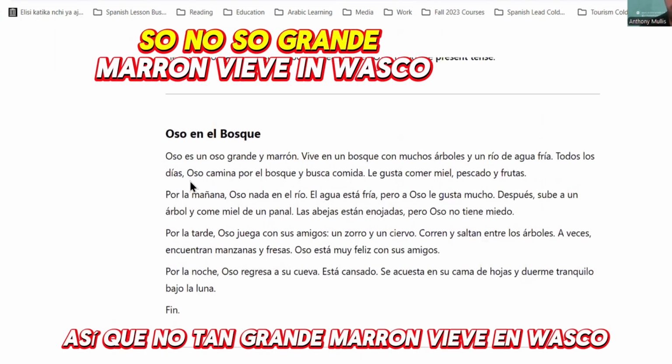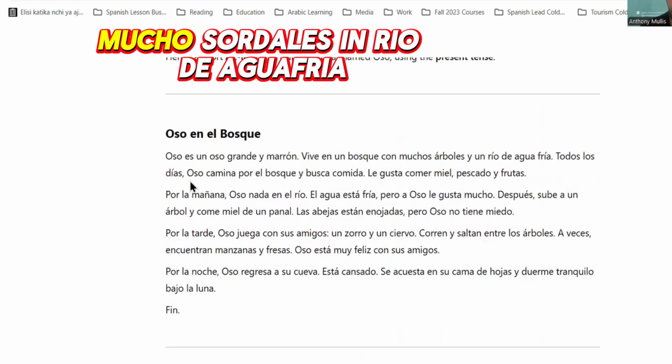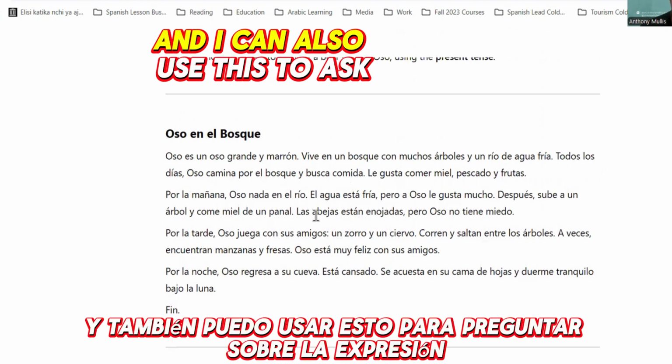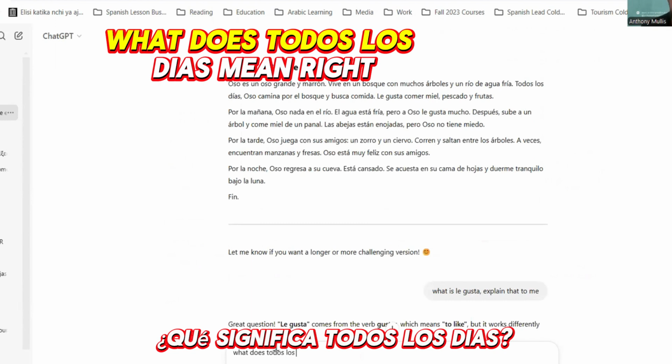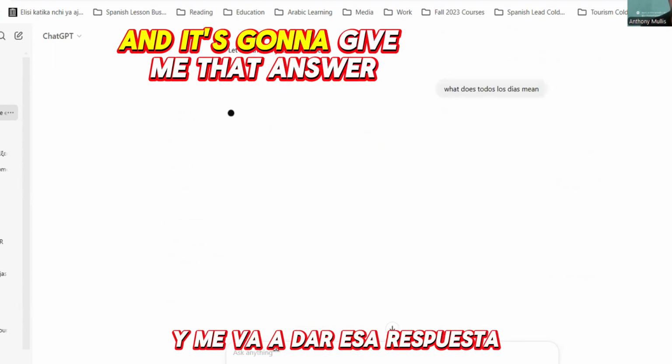Oso es un oso grande y marrón, vive en un bosque con muchos árboles y un río de agua fría. Todos los días, and I can also use this to ask about expression. What does todos los días mean? Right? And it's going to give me that answer.